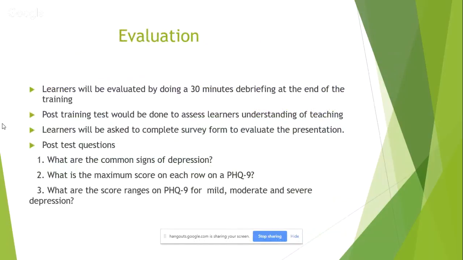Evaluation will be done after the presentation by having the learners fill out some questions, which are post-test questions. The post-test questions will be: what are the common signs of depression? What are the maximum scores on each row on the PHQ-9? And what are the score ranges on the PHQ-9 for mild, moderate, and severe depression? This is to check their knowledge of the teaching.